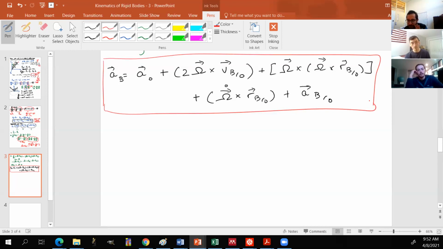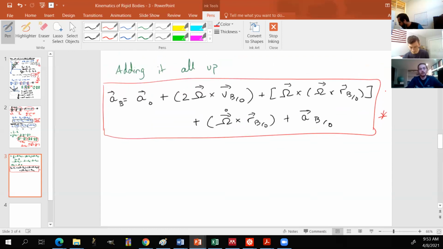These two expressions, guys, are basically the crux of dynamics that you need to know going forward for all of your courses that are coming up. So just become very comfortable with them.